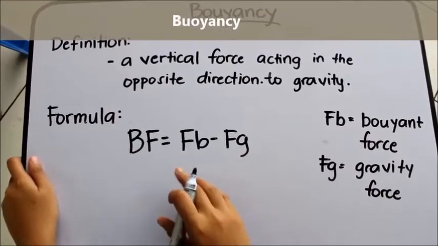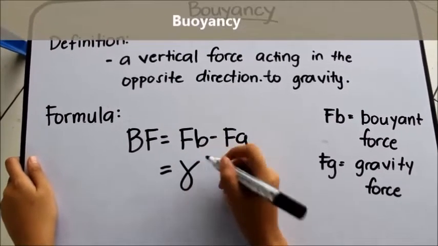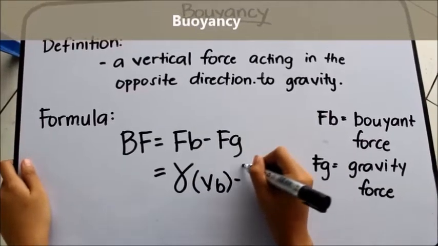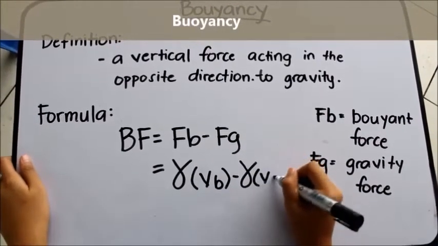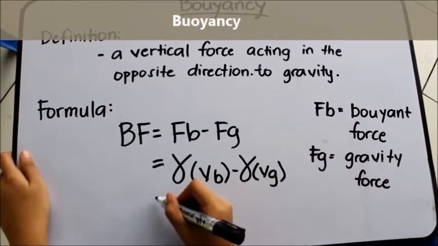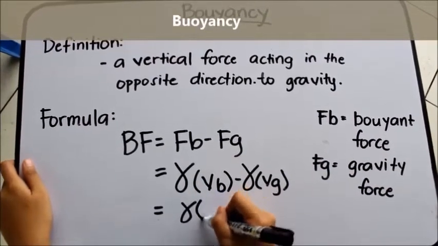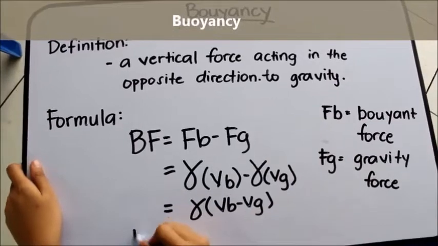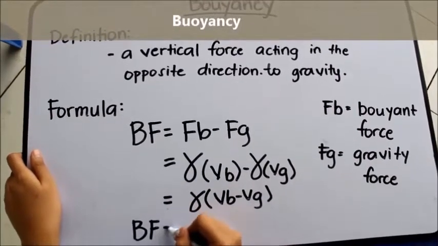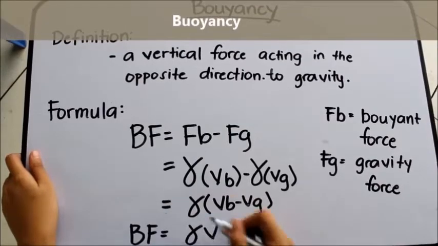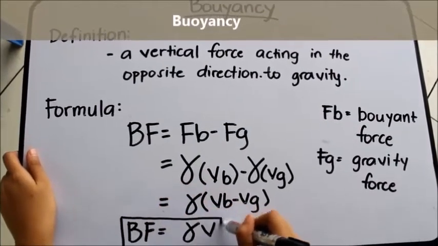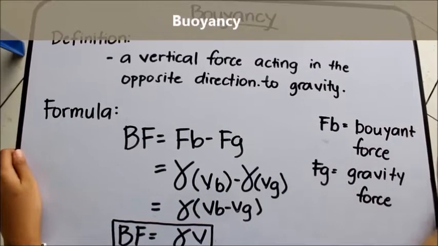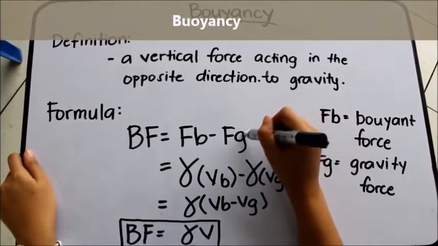So, right now, we will have a derivation, which is unit Vb minus unit Vg equals unit times (Vb minus Vg), which gives us the final formula as BF equals unit times V, where V stands for the volume. So this is the basic formula of buoyancy.